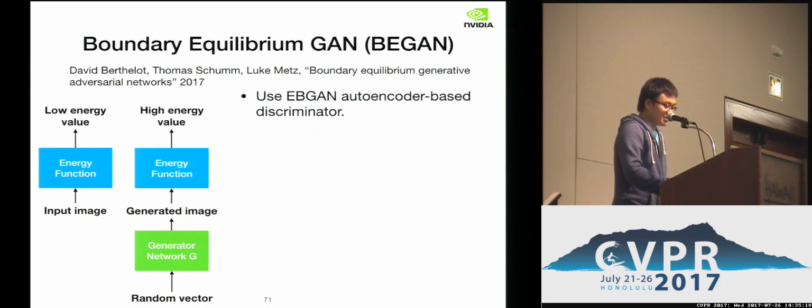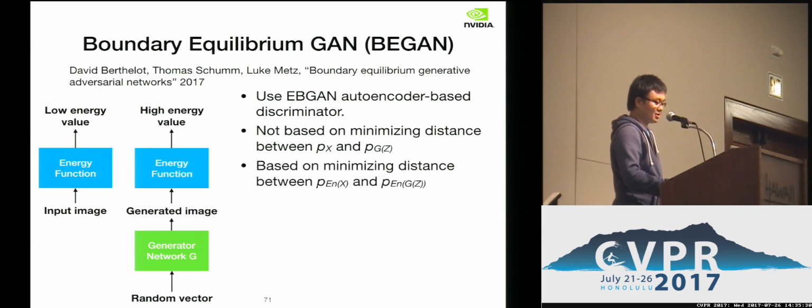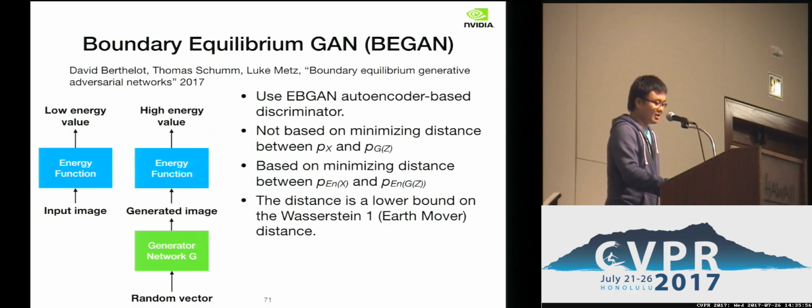BE-GAN uses the same architecture, but now, instead of minimizing the distance between the two distributions, the data distribution and the model distribution, it tries to minimize the distance between the energy value distribution for true samples and the energy value distribution for fake samples. They are not minimizing the distance between image distributions. They are minimizing the distance between the energy value distributions from these two distributions. And they are not directly minimizing the distance.